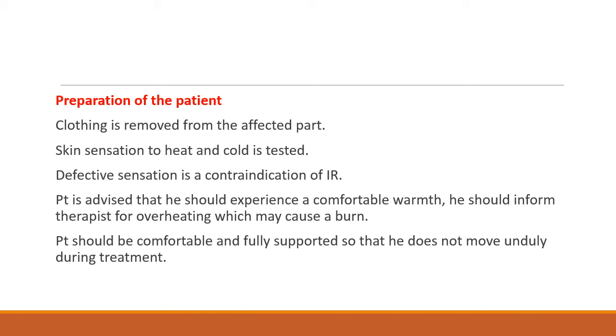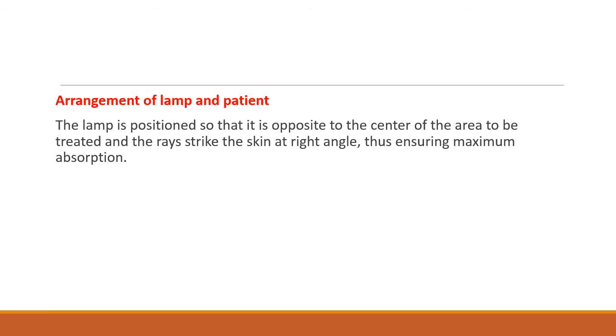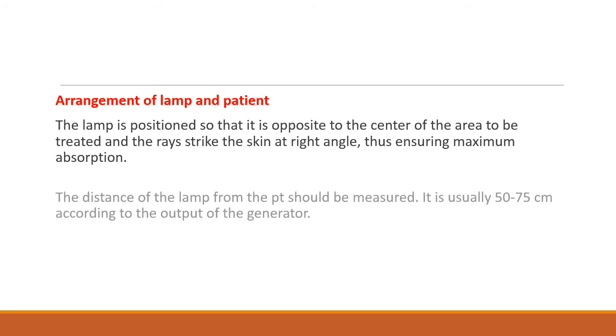The patient should be comfortable and fully supported so that he does not move unduly during treatment. Third is arrangement of the lamp and the patient. So we choose the infrared generator, then prepare the patient, then arrange the lamp and the patient. How the lamp is applied to the patient: the lamp is positioned opposite the center of the area to be treated, and the rays strike the skin at a right angle, thus ensuring maximum absorption.